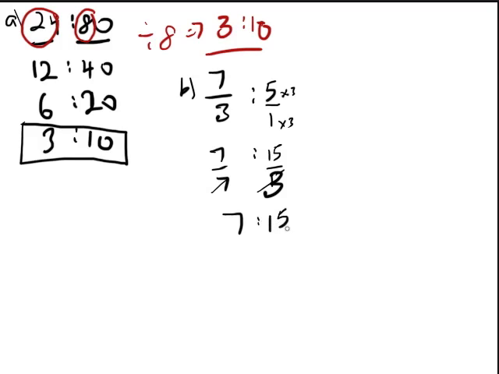Now you ask yourself, can I divide this any further by the same number? Can I divide this by 7? No. So therefore, that's it. That's the answer for part B. Now for part C, let's take a look at part C.